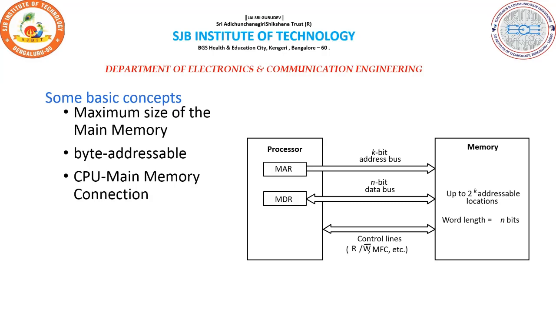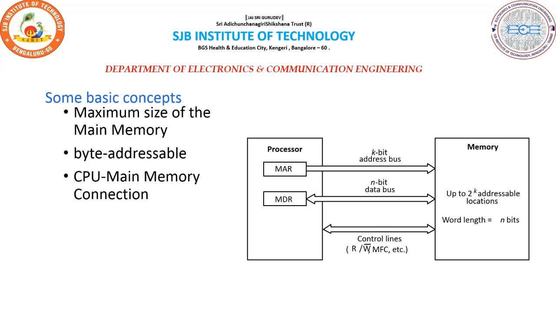Okay, so then if the MAR is k bits long and the MDR is n bits long, then the memory unit may contain up to 2 to the power of k addressable locations, as specified earlier. So 2 to the power of k is determined by the number of bits the MAR is going to have. So how many locations is it going to address? It is 2 to the power of k.